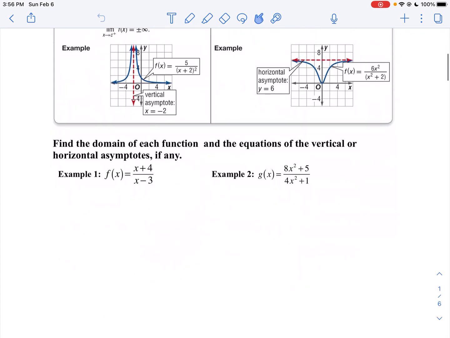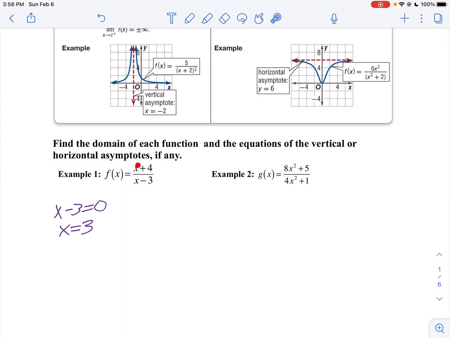So if I take a look at example 1 here, first thing I want to do, I look at my denominator. When does x minus 3 equal 0? Well, x minus 3 equals 0 when x equals 3. So what happens is you're going to have a vertical asymptote at x equals 3. Now let's talk about a horizontal asymptote.